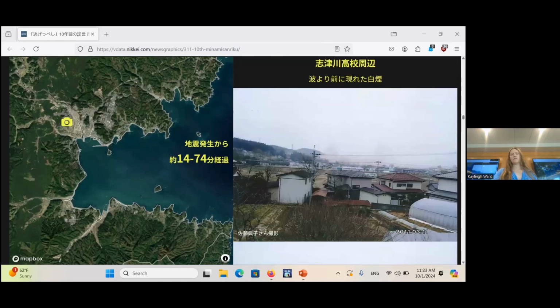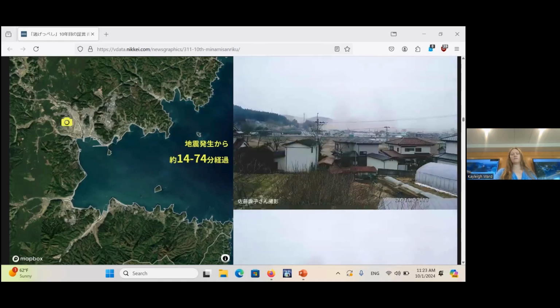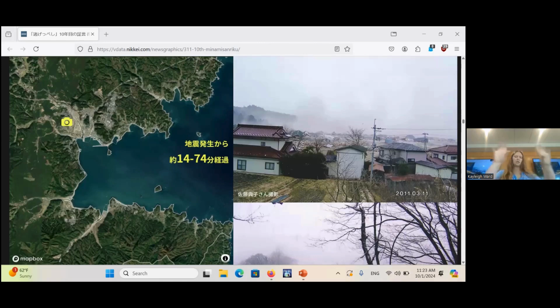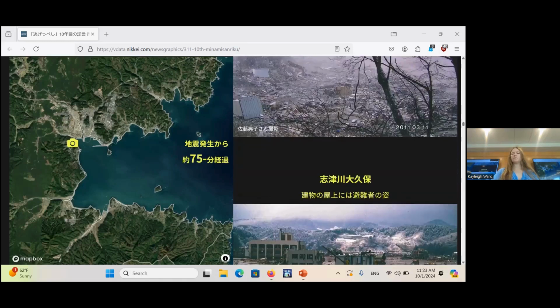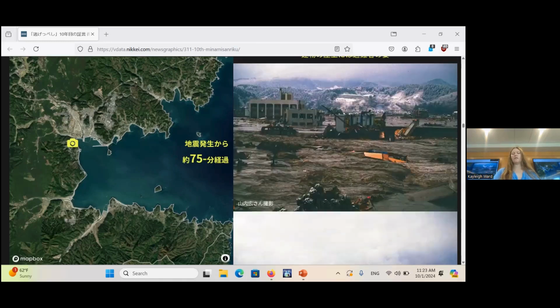This is as the tsunami is leaving. And then we're going more inland. You can see that sort of dust cloud I'm talking about. And then here is looking out towards the hospital and that ballroom after the fact. So this is a good picture as the water is receding.